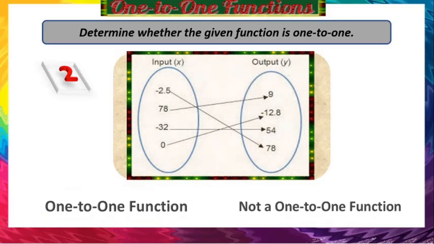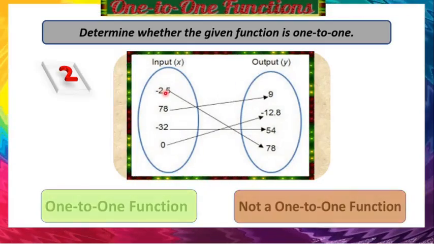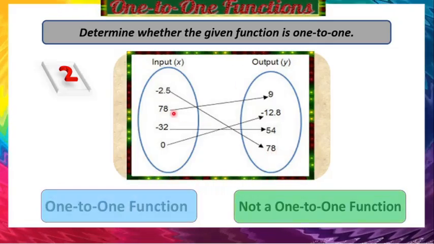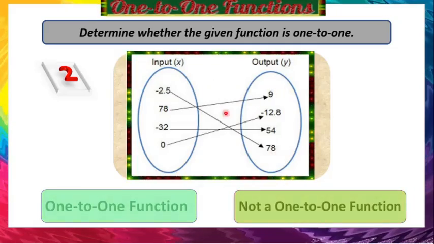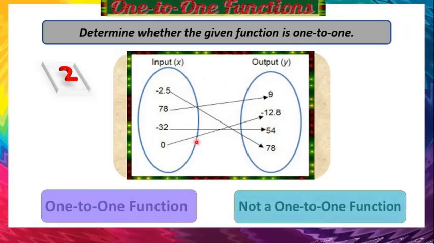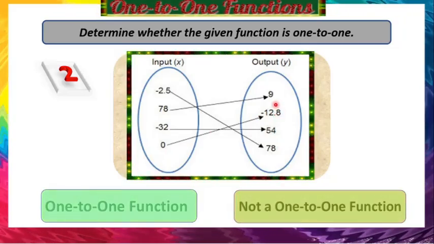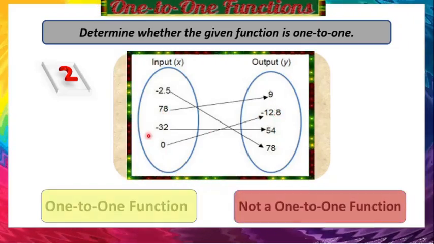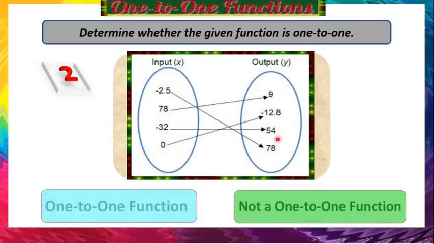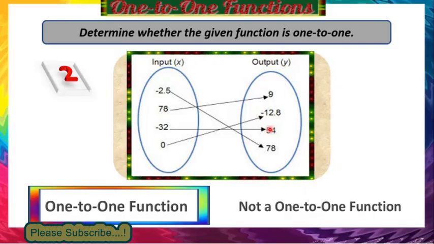For the second example, we have the input and output. Here, negative 2.5 is paired to 78, and 78 is paired to 9, and negative 32 for input is paired to 54 for output. Then 0 is paired to negative 12.8 for output. As you can see, each element of our input is paired to each element of our output. So this is an example of a one-to-one function.